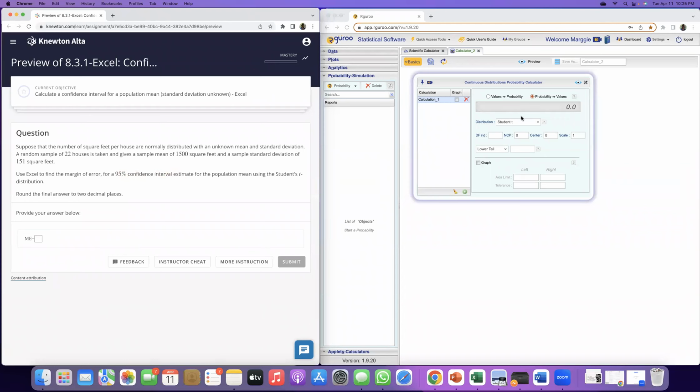So we need to find that critical value. Critical value is coming from the student t distribution. Degrees of freedom is sample size minus 1. So sample size is 22. 22 minus 1 is 21.